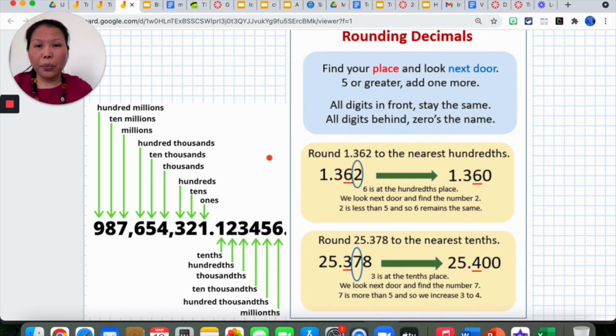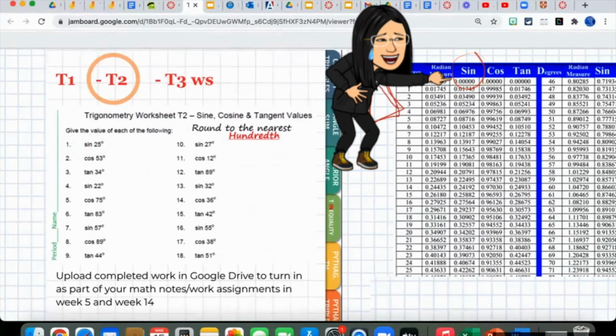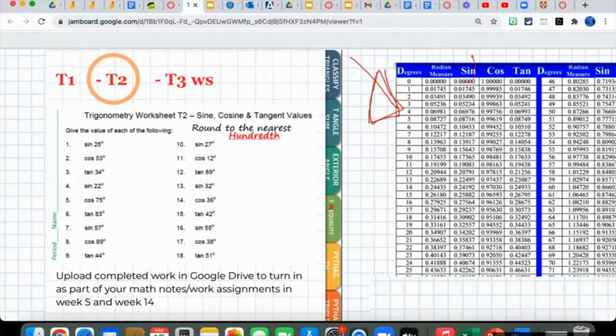Continue the same with the 1,000th and 10,000th. You're looking at the number to the right of that decimal place value and deciding whether to round up or keep it the same. First of all, we are looking at our sine of 25 degrees, and then we also have cosine and tangent. So the value we're looking down is the sine column. I'm going to extend this column. See that? That's where you can find the answers.